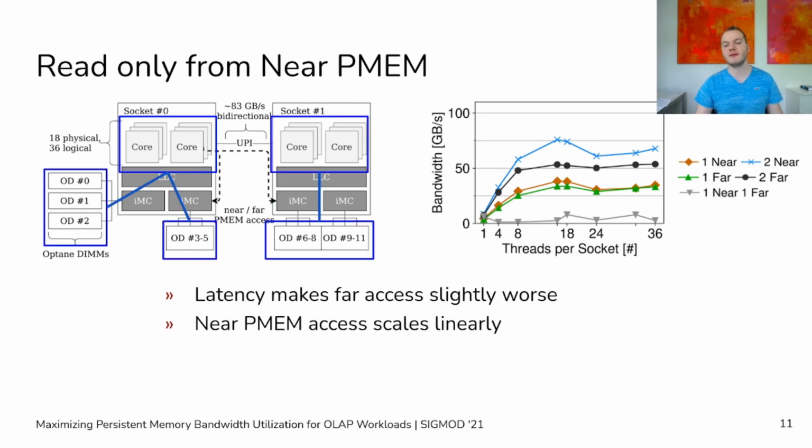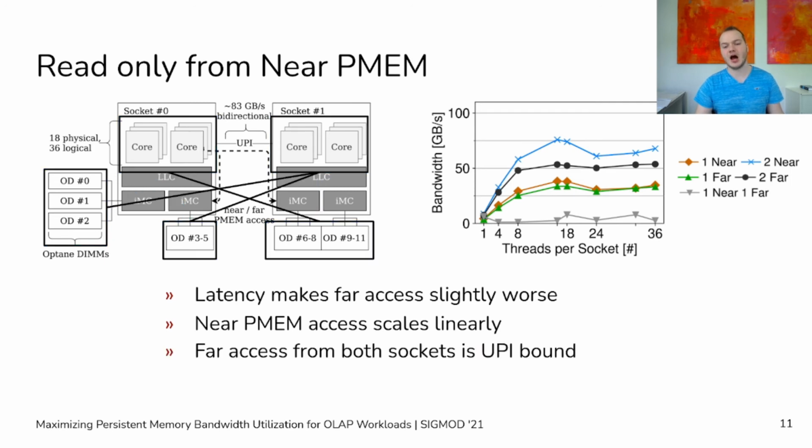Next, we're having a look at the blue line, threads on both sockets accessing their near PMEM respectively. In this configuration, we see a nearly linear scale-up in bandwidth in comparison to the one near line. However, the situation is different with bilateral access to far PMEM, the black line. Here the UPI represents the bottleneck.